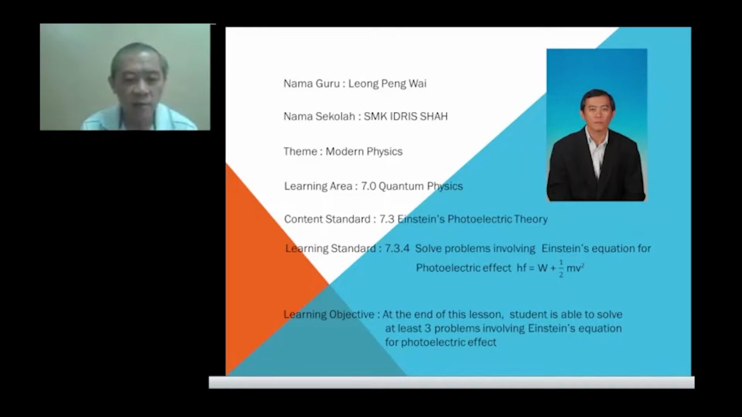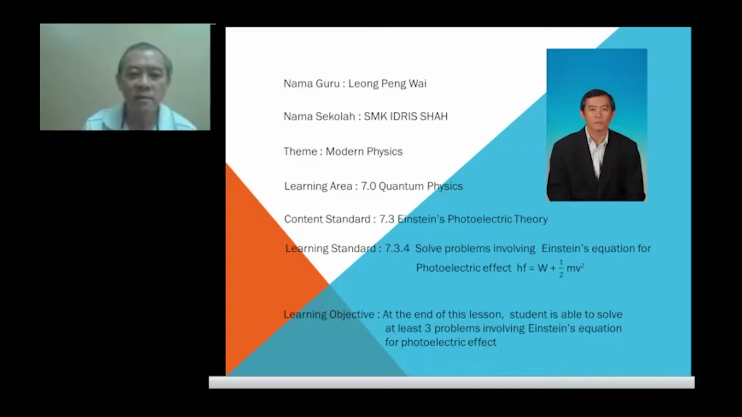So today we will study a lesson from a topic in physics Form 5. So let us start now. The theme, modern physics, the learning area 7.0, quantum physics. The content standard 7.3, Einstein photoelectric theory.